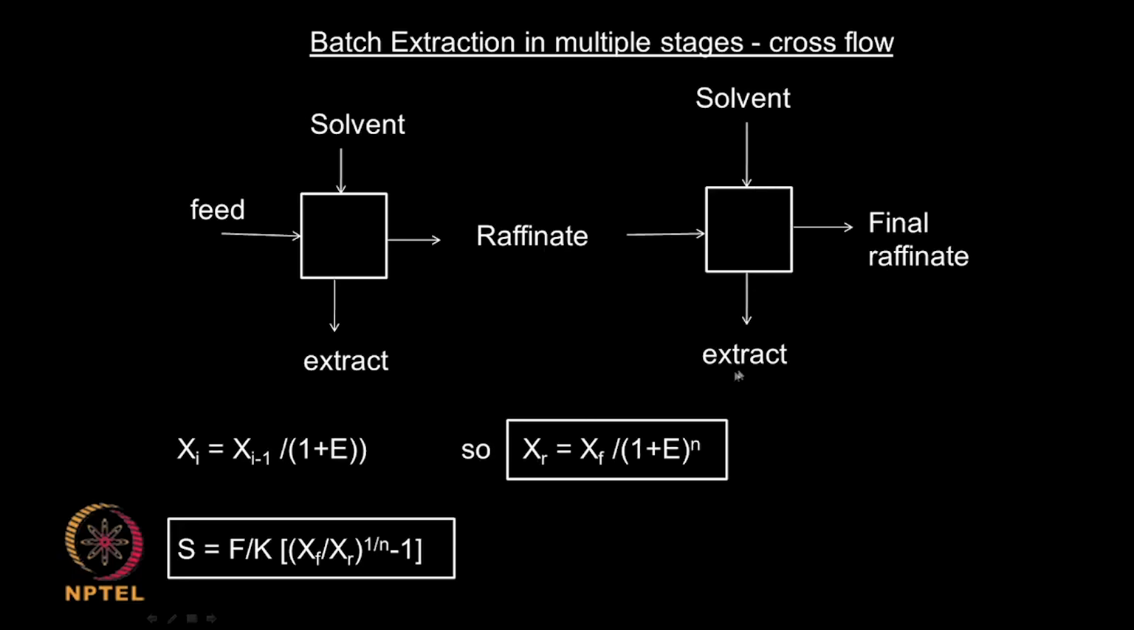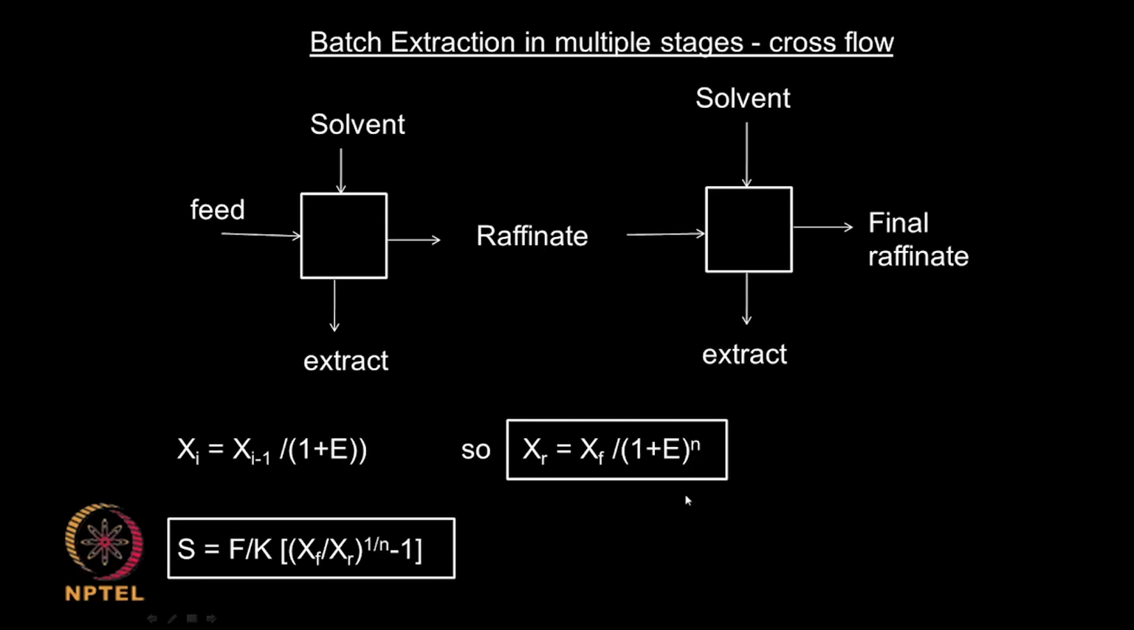So, the final XR, that is the final concentration of the solute in the raffinate, will be equal to XF, that is in the feed, divided by 1 plus E raised to the power n. N is the number of stages. Now, this is called a cross flow system, because your feed is going in this direction and solvent is added vertically, that is why it is called cross flow. So, the final XR will be equal to XF divided by 1 plus E raised to the power n. When n is equal to 1, you will get XF divided by 1 plus E.